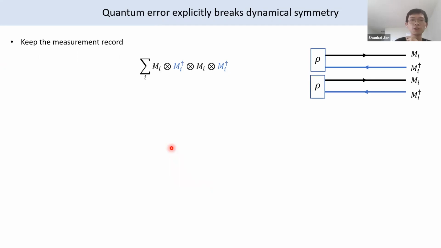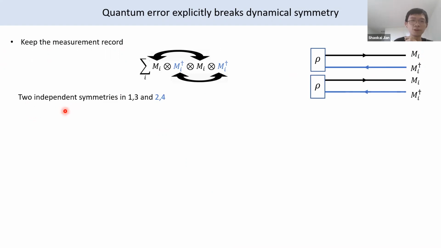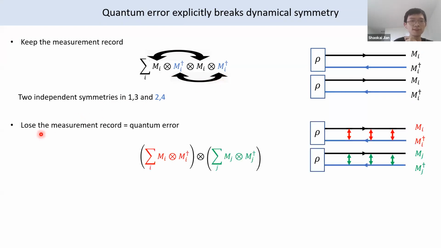The first thing to know is that the quantum error explicitly breaks the dynamical symmetry. If we keep the measurement record, we know exactly which measurement operator is applied on the contour, and we have two independent symmetries in 1 and 3, as well as in 2 and 4. If we lose the measurement record, we don't know which measurement operator is applied to this density matrix. As a result, we need to sum over all possible measurement outcomes for these two density matrices separately. So there are two independent summations, just because we don't know the measurement record. The consequence is that the relative symmetry is explicitly broken.